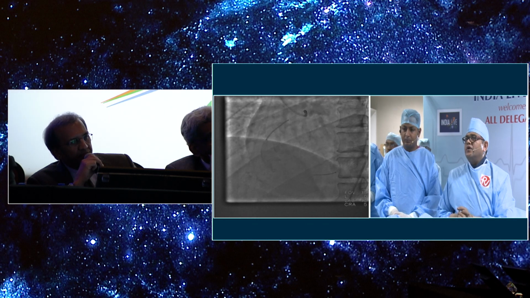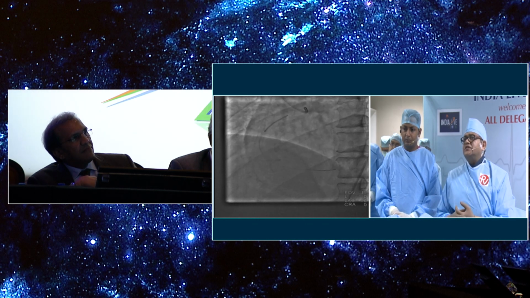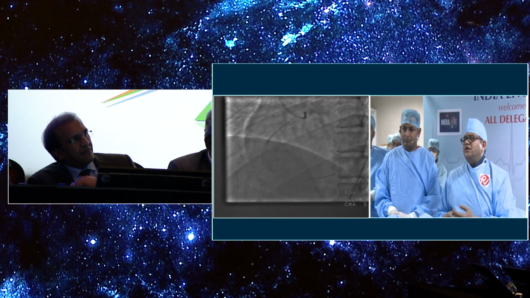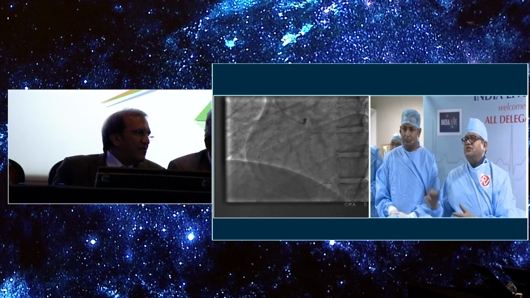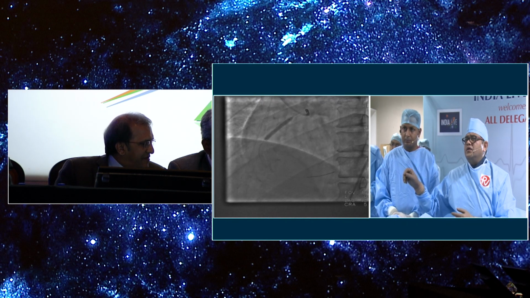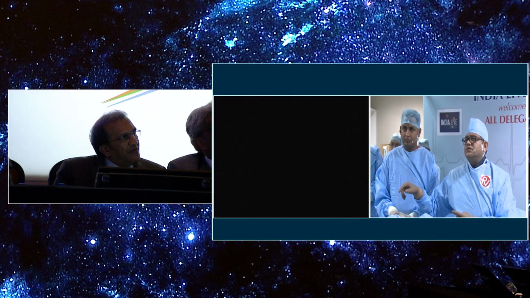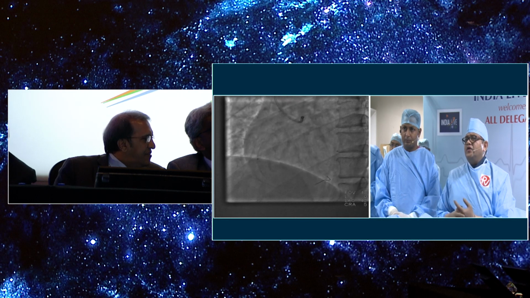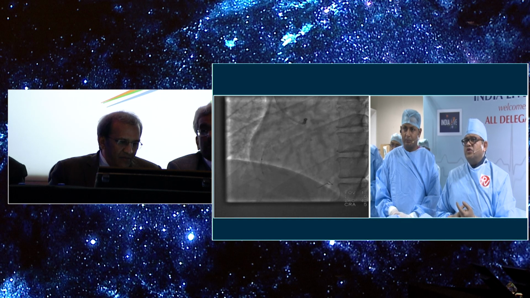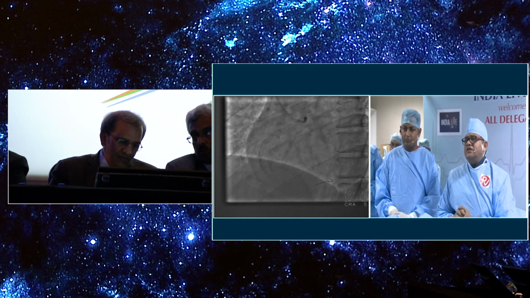Yeah, so this is the second stent, 3.5 by 28, across the proximal RCA. This again was deployed at 15 atmospheres. And then we dilated with a 3.5 non-compliant balloon at 20 atmospheres across the stented segment.